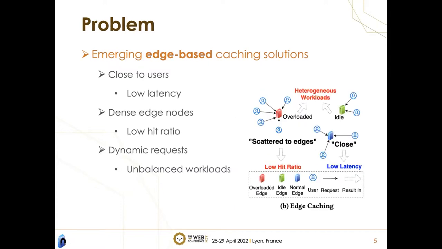The emerging edge-based caching solutions have some dense edge nodes which are close to users, so the latency is low. However, as the edges are dense and the requests are scattered to different edges, this results in a low hit ratio. At the same time, as the requests are highly dynamic, the workload is unbalanced.